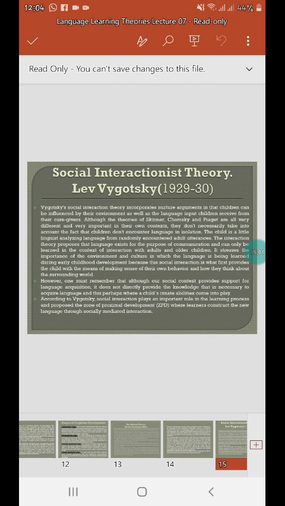Social interactionist theory is given by Lev Vygotsky. Vygotsky's social interaction theory incorporates nurture arguments in that children can be influenced by their environment as well as the language input children receive from their caregivers. It is based on interaction and communication. The more we interact, the more we learn.